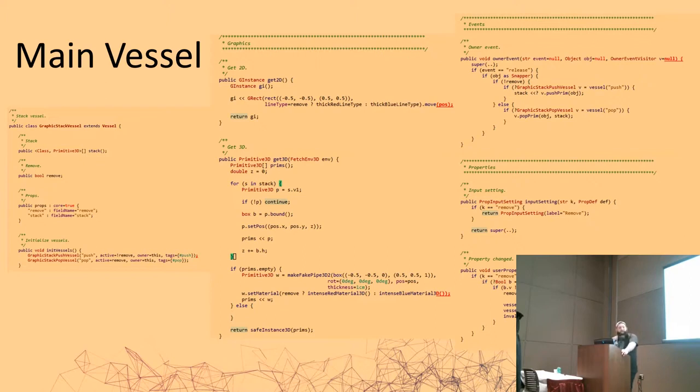So this vessel handles my graphics for the animation. It does all that work, so the animation itself doesn't need to know about the graphics or anything like that. The vessel handles all that work. And then you can see in the far right there, at the top, I have my owner event.